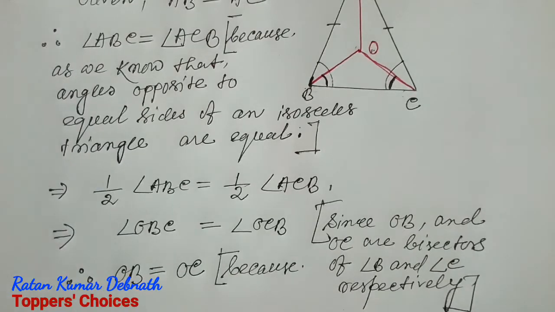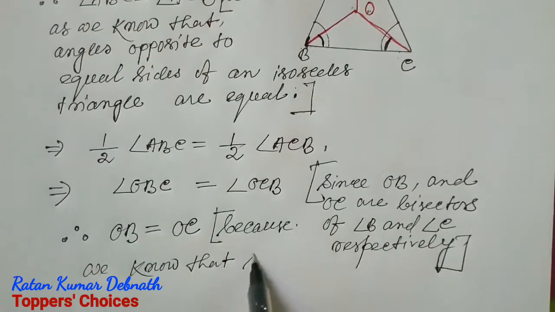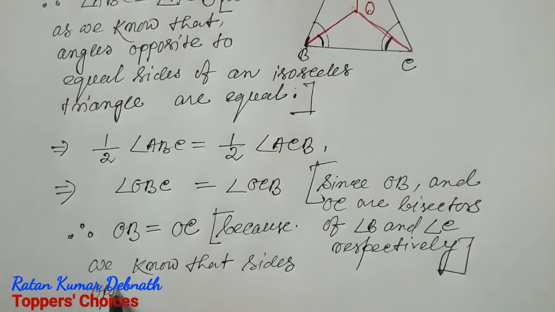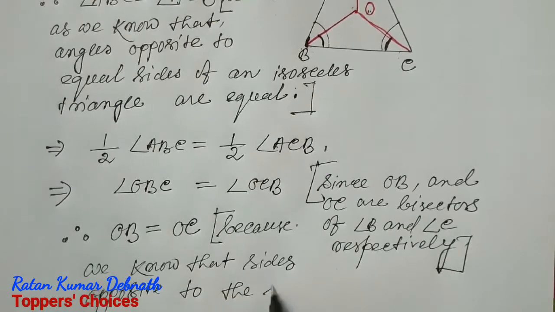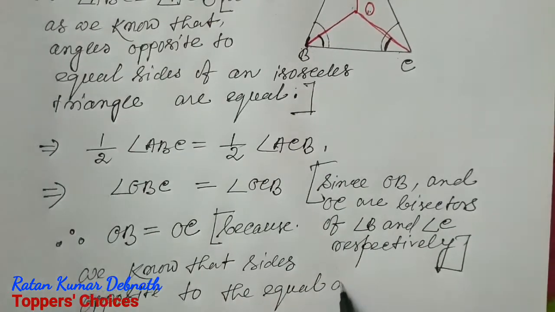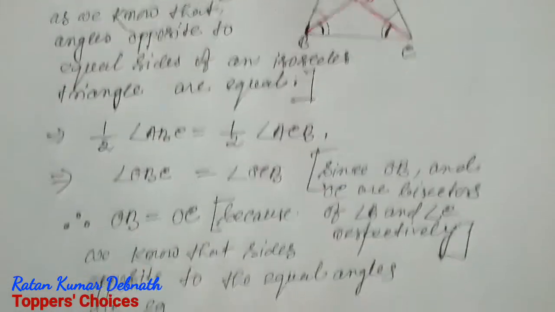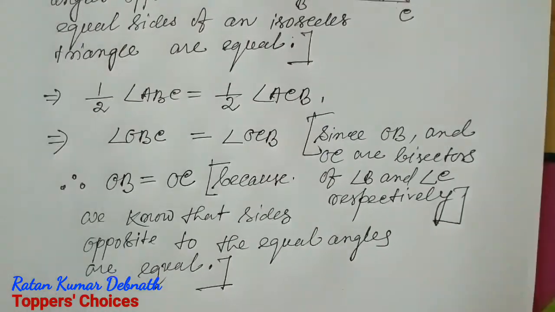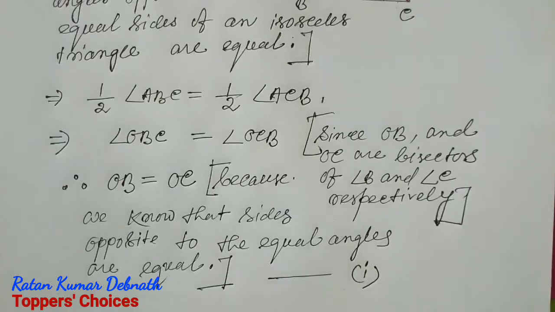because according to theorem 7.3 we know that sides opposite to the equal angles are equal. So we completed proof number 1.